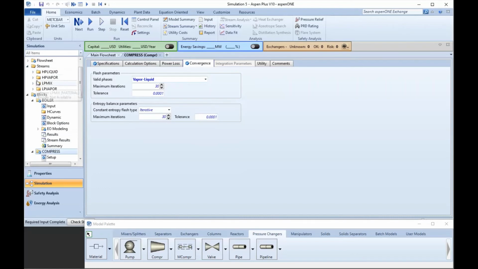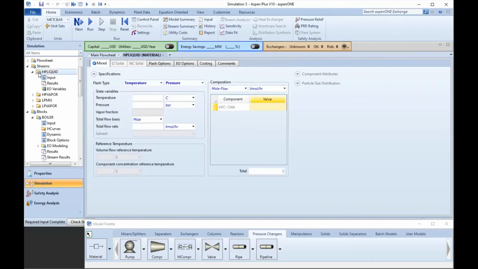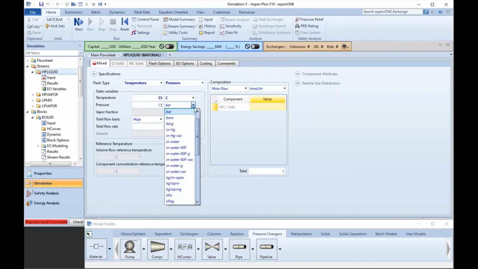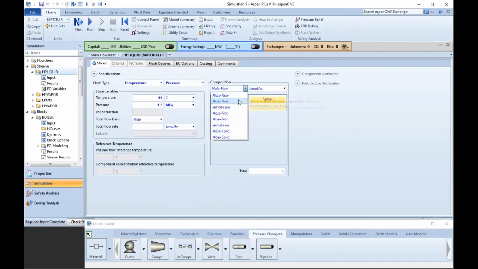Lastly, we will input the stream specifications, and again, since this is a cycle, we can just input the specifications for one of the streams, so I selected the high pressure liquid. The temperature we know is 55 degrees Celsius, and the pressure is 1.5 megapascals. And then we can change the composition to the mass flow, and again, just input 1 as the value here because there's only one component. So then we can run our simulation.